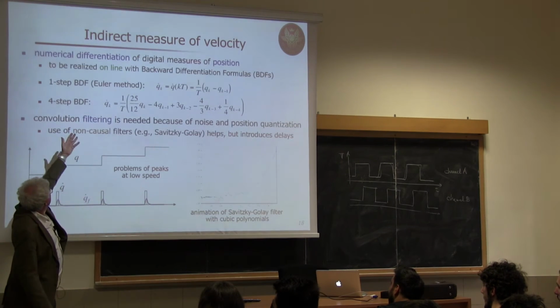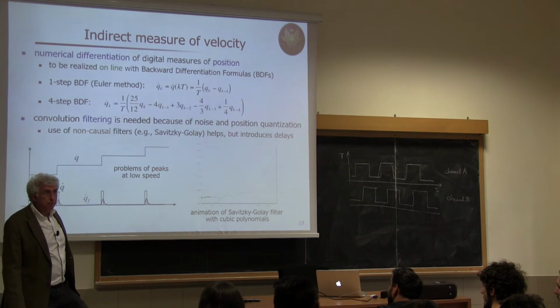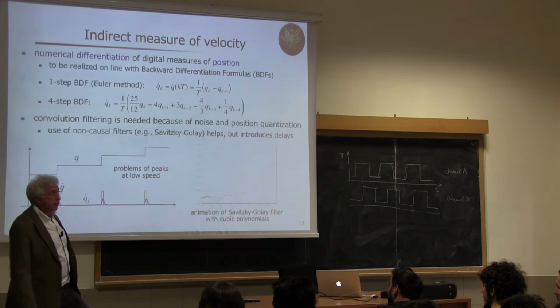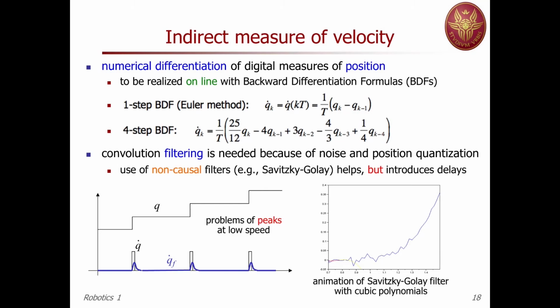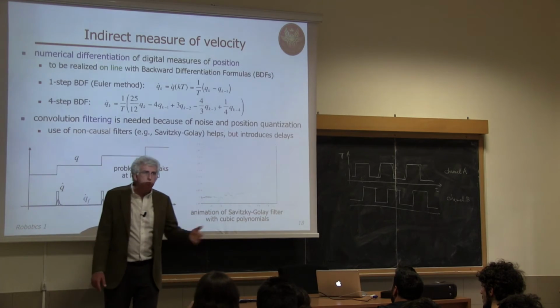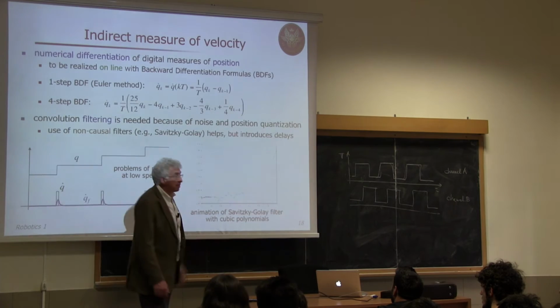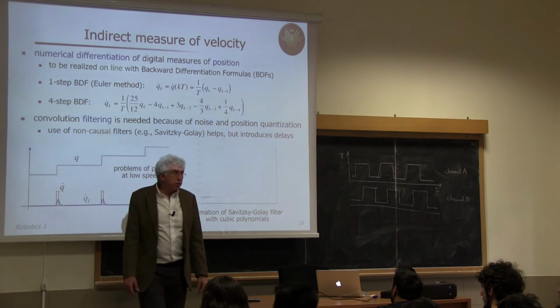For instance, there are various so-called backward differentiation formulas. The simplest one is the Euler method, which says that the velocity at some instant k, q dot k, is the velocity at an instant which is k times the sampling time, capital T. So every, let's say, 1 millisecond, you're measuring. After 1 millisecond, 2 milliseconds, 3 milliseconds, you have an estimate of the velocity, which is made simply by taking the current measurement of position.